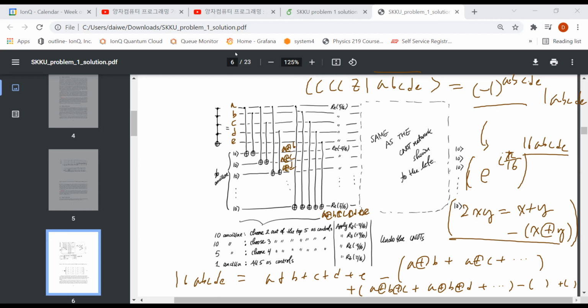So we see that all of the CNOT gates used in this network commute with one another, right?